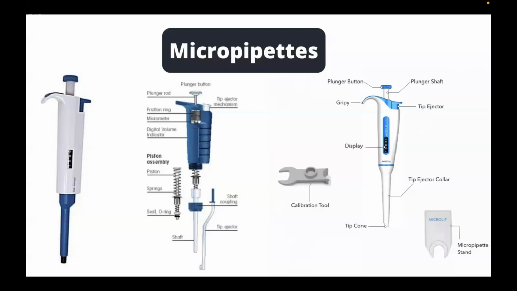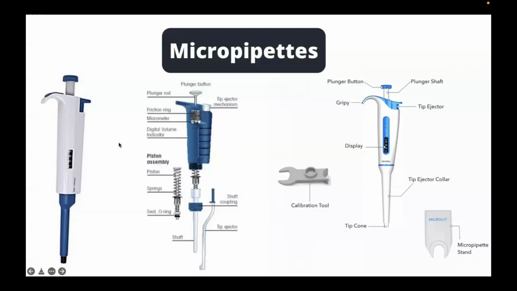Next, we have the display. Okay, kung yung ating mga cellphone at laptop meron siyang screen para sa display, yung ating micropipettes, we have the display para makita natin kung nasaan na yung ating calibration. Next, we have the tip ejector collar. Meron siyang parang spring sa loob para ma-eject natin yung ating pipette tips if hindi na siya gagamitin. Next, yung kanyang tip cone. Next, we have the calibration tool, pang-adjust, and the micropipette stand.